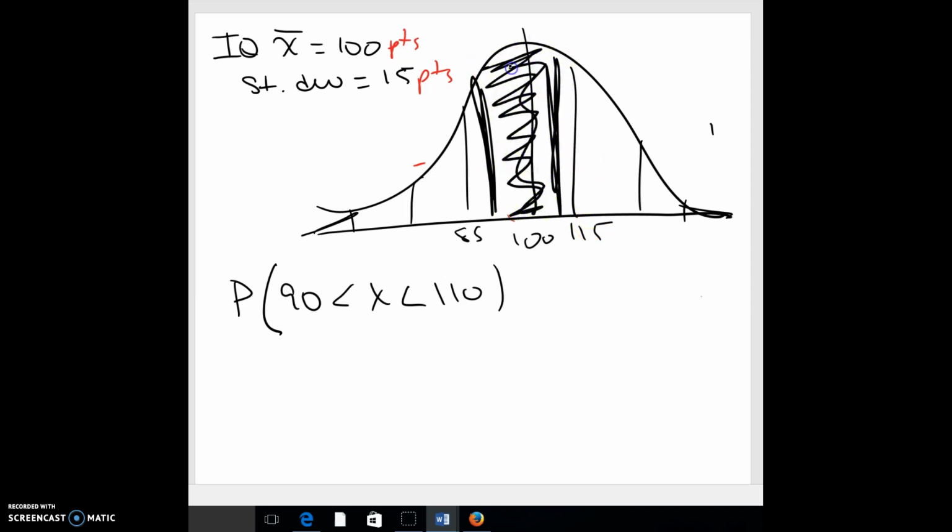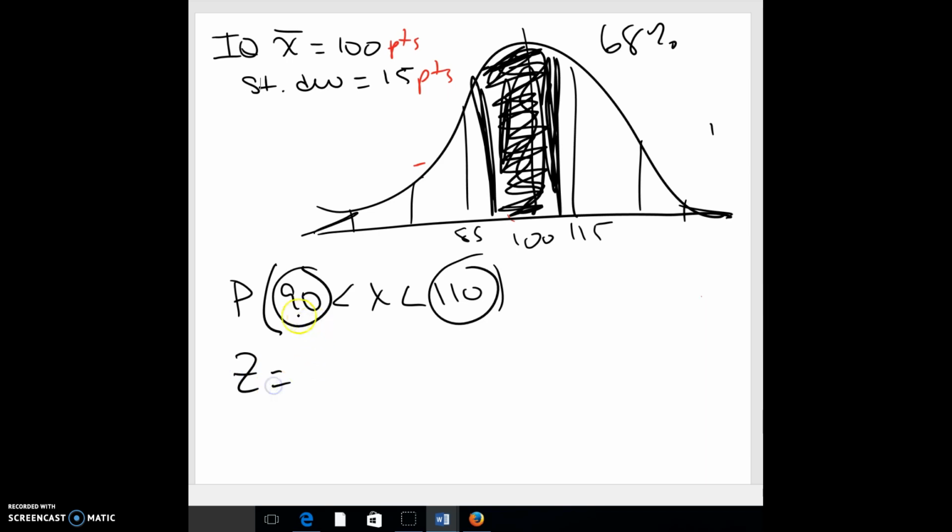So I do know one thing. I do know it's less than 68%, because 68% would be one standard deviation below and one above, and I know it's less than that. But it is kind of in the middle there, so it should be fairly substantial. So since I have two data values, that means you are going to do two z-scores.